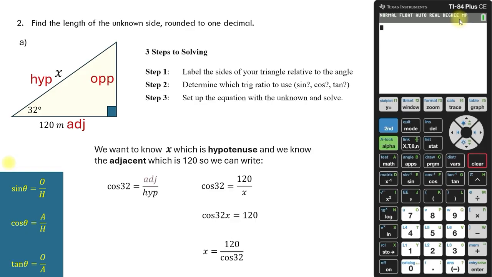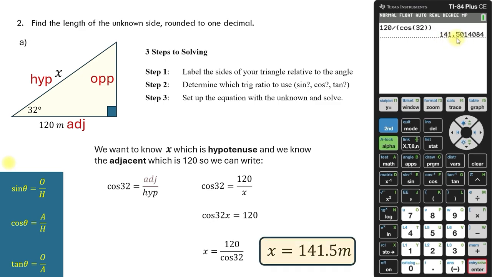So we've got x equals 120 divided by the cosine of 32. So I'll write 120 divided by, and I'm going to use brackets just to be safe. Now I want the cosine of 32, so I'll go cos 32, close my brackets, press enter, and I'm given a value of 141.501, which I'll round off to 141.5.